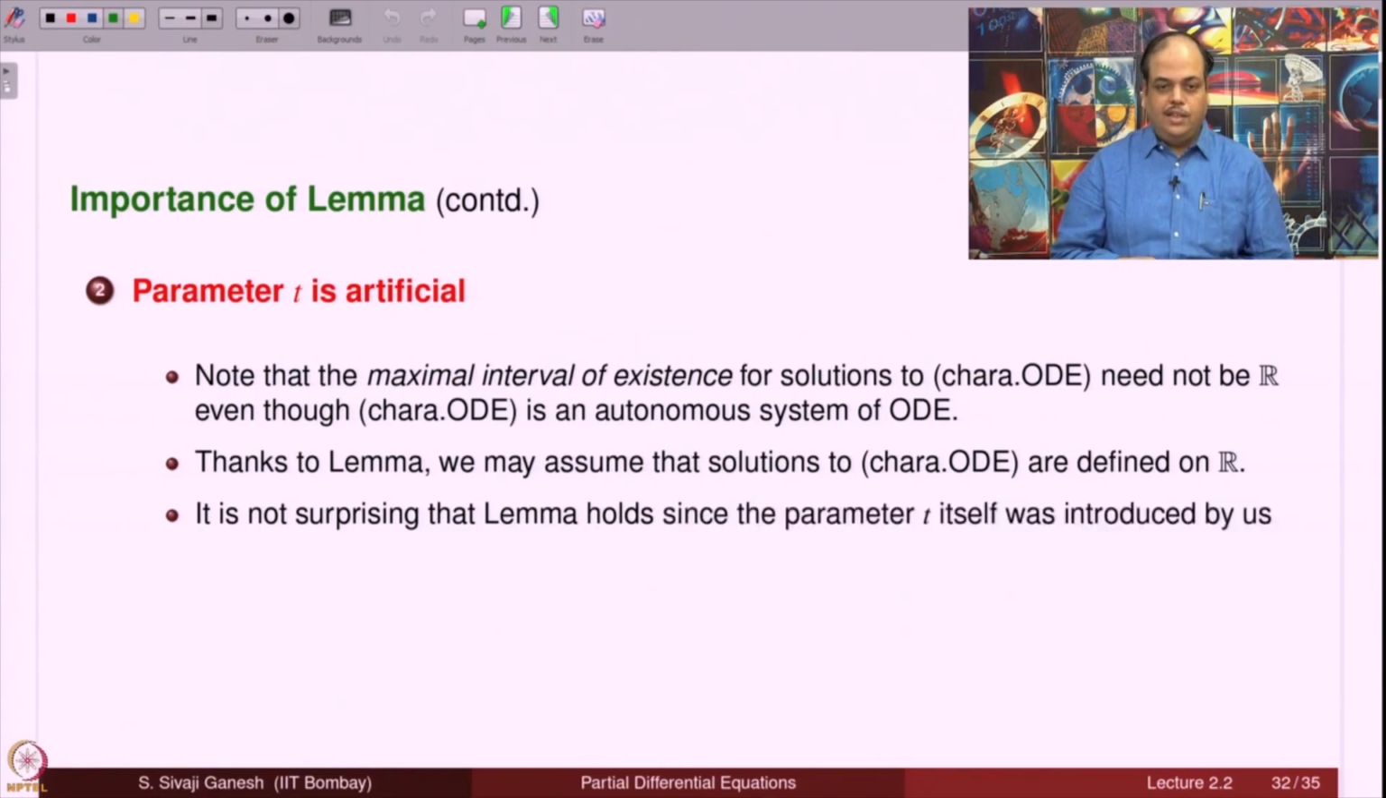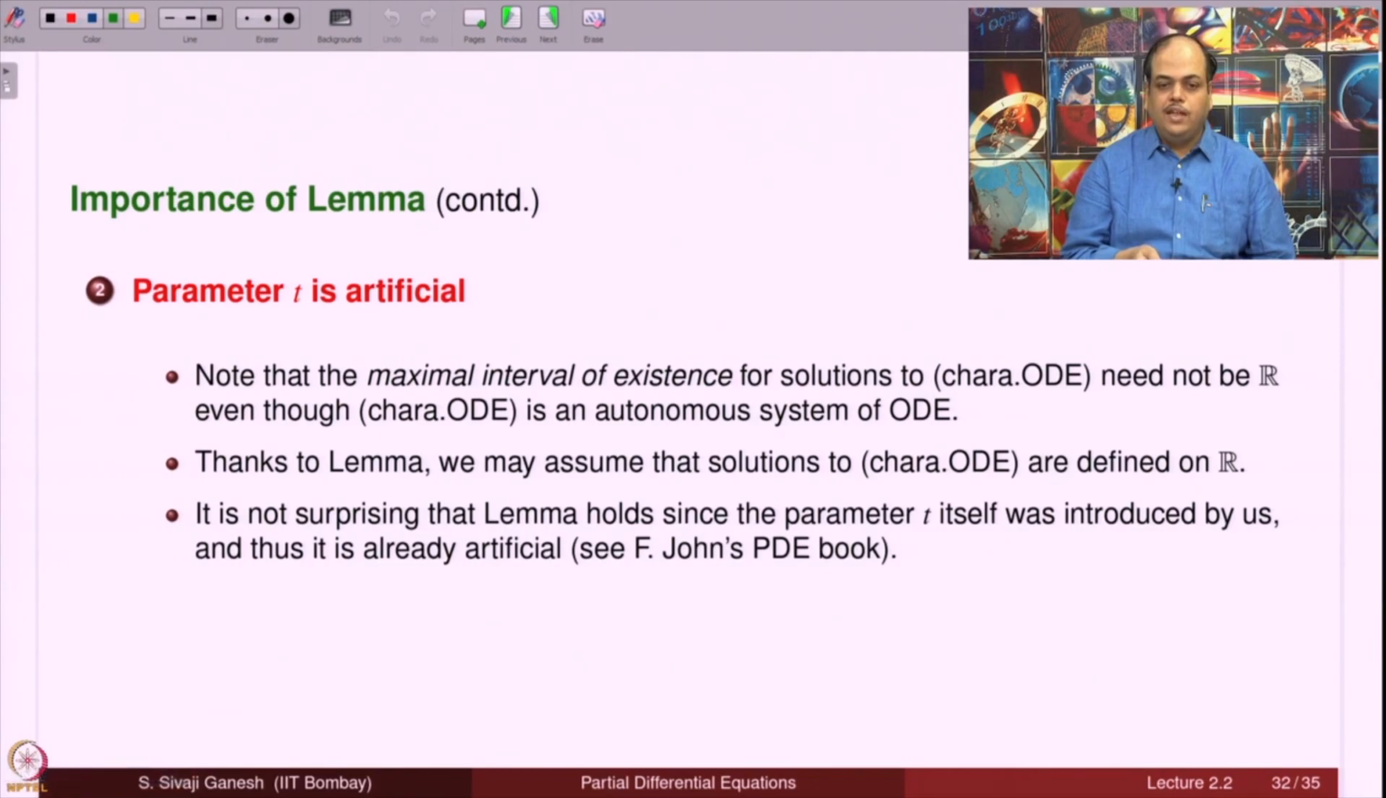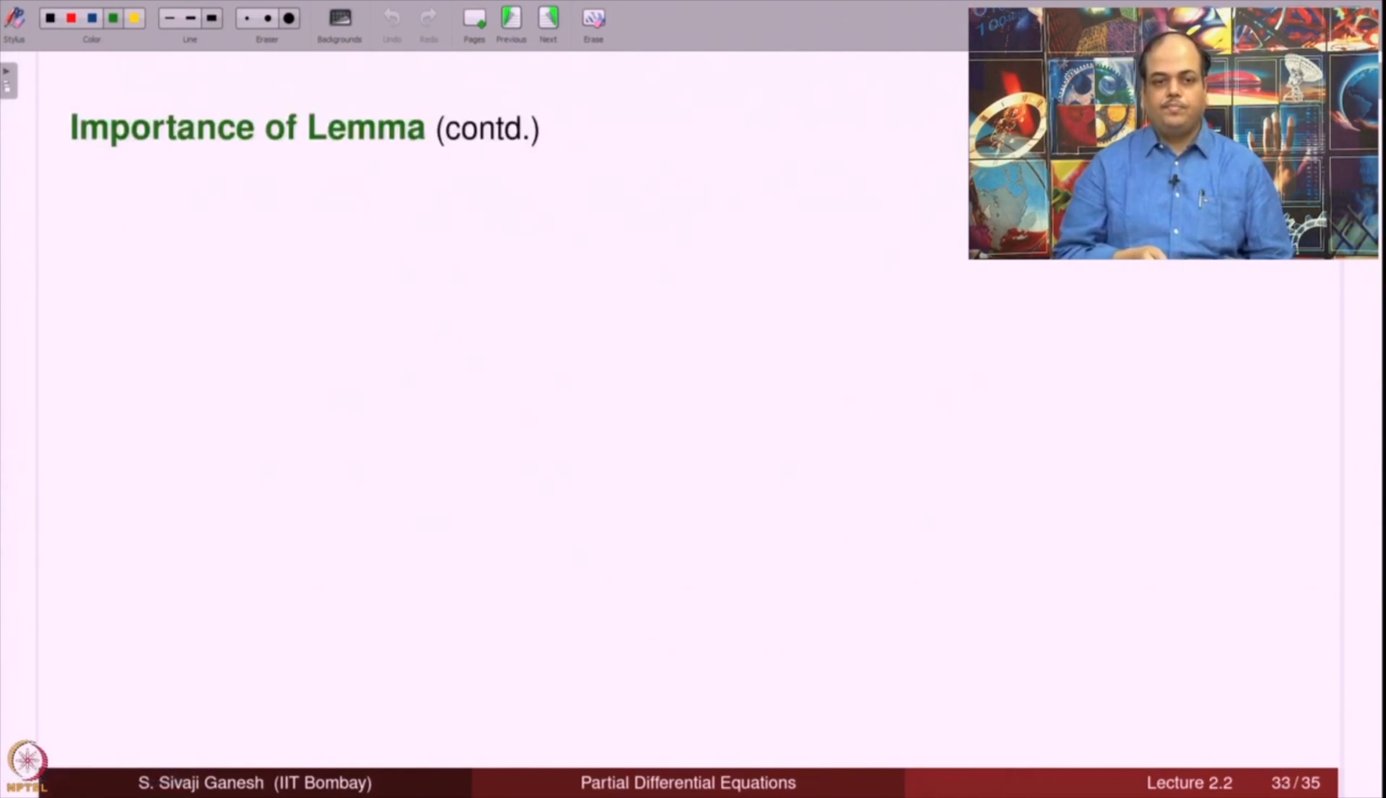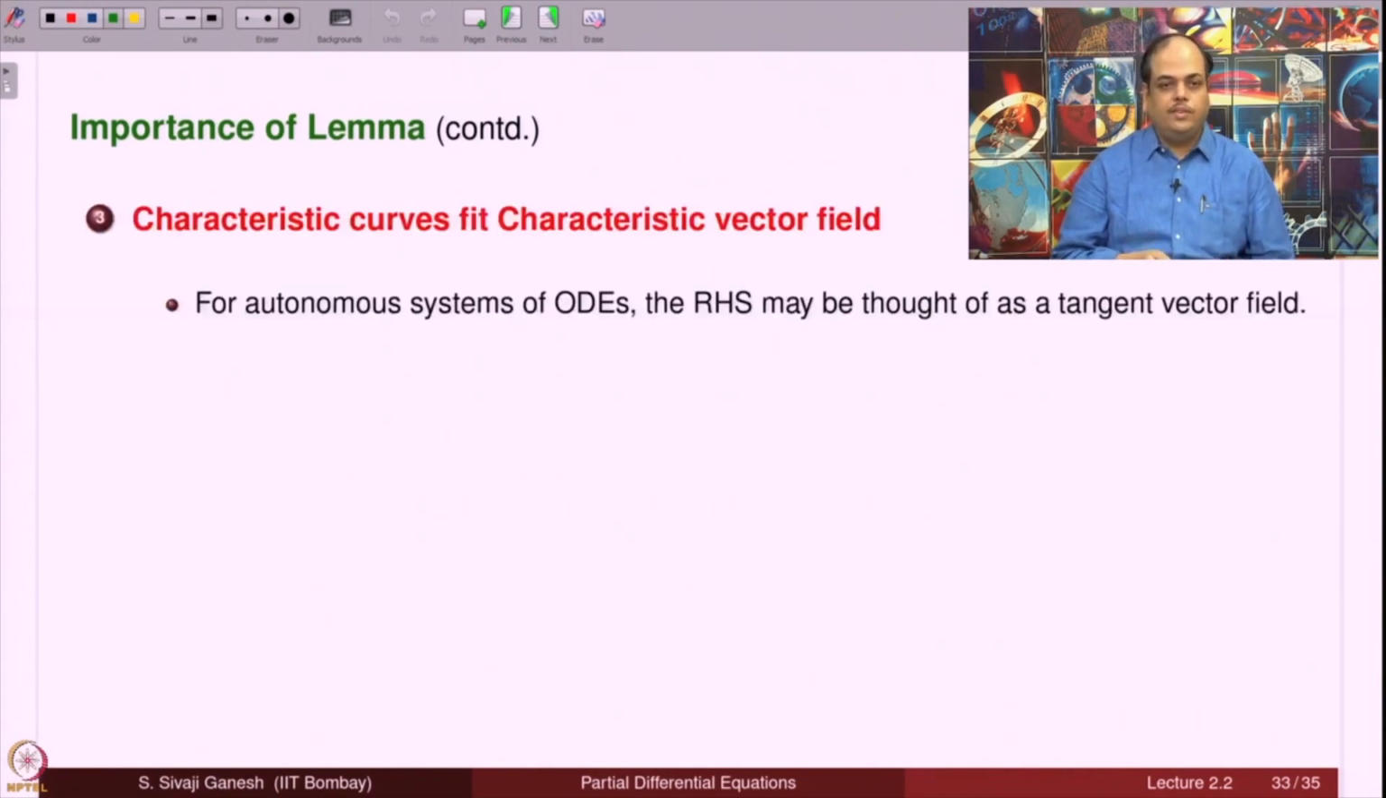So, it is not surprising that the lemma holds, since the parameter t itself was introduced by us. The equation gave us a, b, c, we said yes, there is a curve whose tangent is this, therefore we said the curve means R of t, x of t, y of t, z of t, its derivative equal to a, b, c. We did that, we introduced the t. Therefore, it is already artificial. In fact, this usage is there in Fritz John's book. He also says this parameter is artificial, which this lemma confirms.